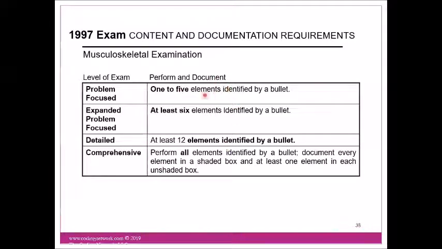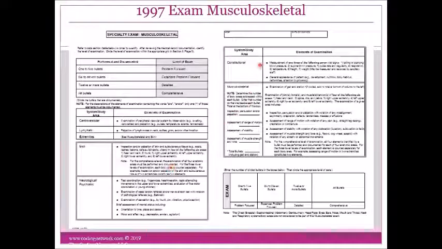But just keep in mind that these bulleted items now have to be documented. So there's a better distinction between detailed and expanded problem focused, where they tell you expanded is at least 6 elements and detailed is at least 12. And when you get to comprehensive, you've pretty much got to document everything. You really need a template for this. And this is what it looks like. And then there's all these bulleted items that have to be counted toward whether it's detailed, comprehensive, etc.